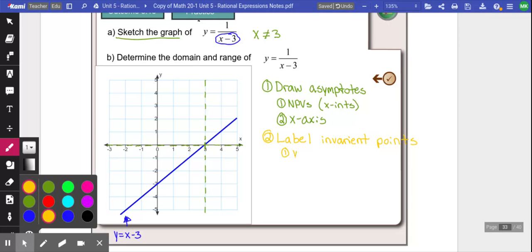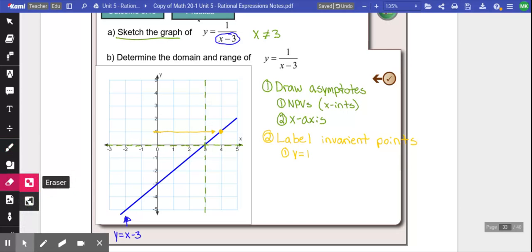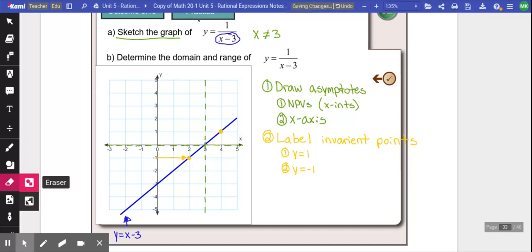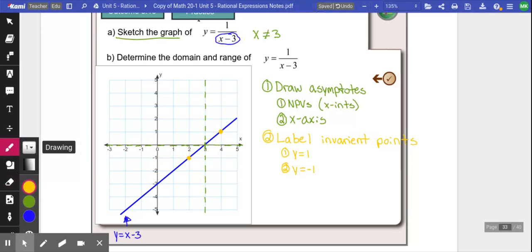The first place is at y equals 1. So if you look, y equals 1 is here. So on the original function, it's this dot right there. That's y equals 1. The second spot invariant points always happen is at y equals negative 1. So I go y equals negative 1 right here. So on the graph, that would be this spot right here. Always draw your invariant points.